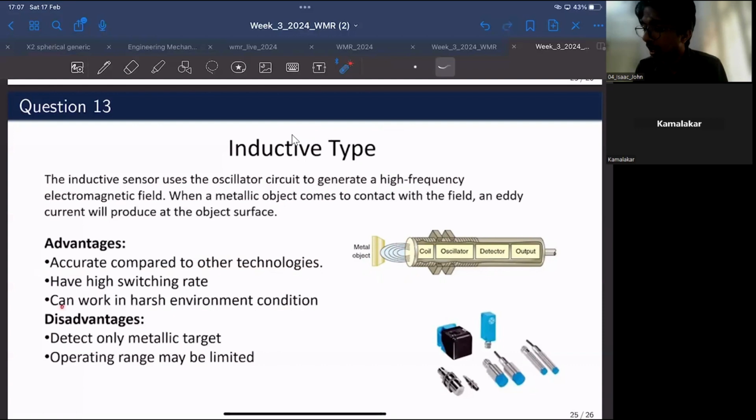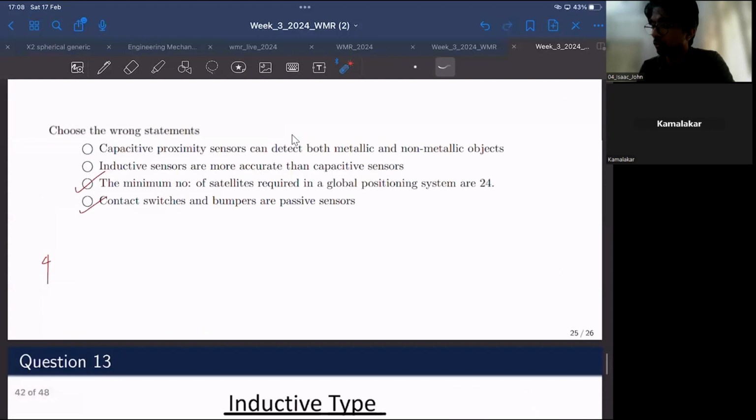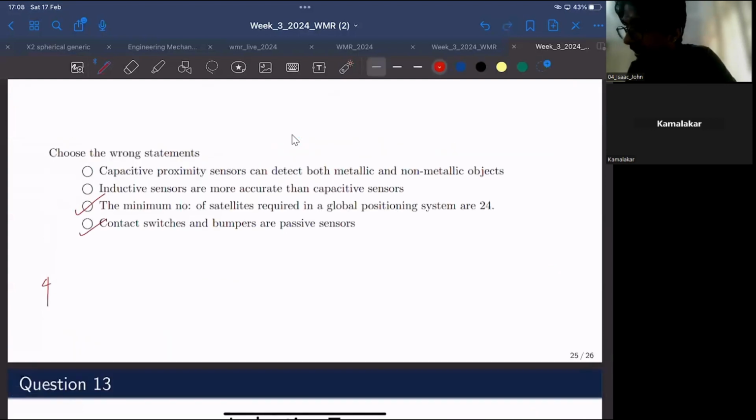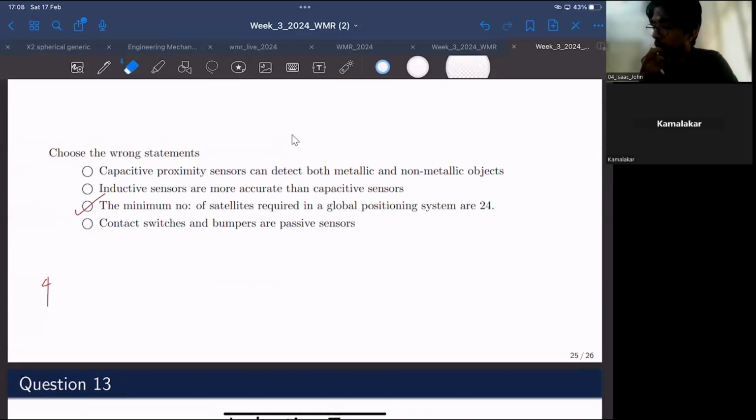And it can also work in harsh working environments, no problems in that. But the only drawback is, they can only be used with metal objects. They can only be used to detect metallic objects. But an advantage is their higher accuracy. It can work in harsh environments, and hence it can have higher accuracies. It's highly accurate. So going back to the options, inductive sensors are actually highly accurate. So that statement is true: inductive sensors are more accurate than capacitive sensors.